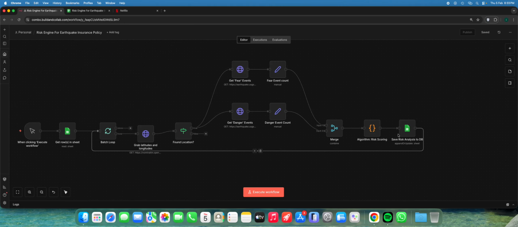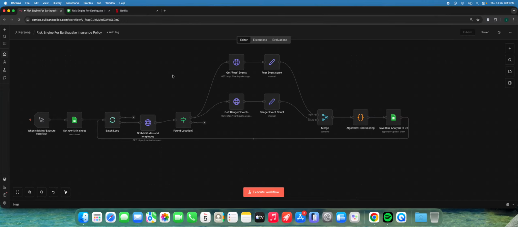So after that, we save the risk analysis results to the database. That's it. So let's just see things in action.